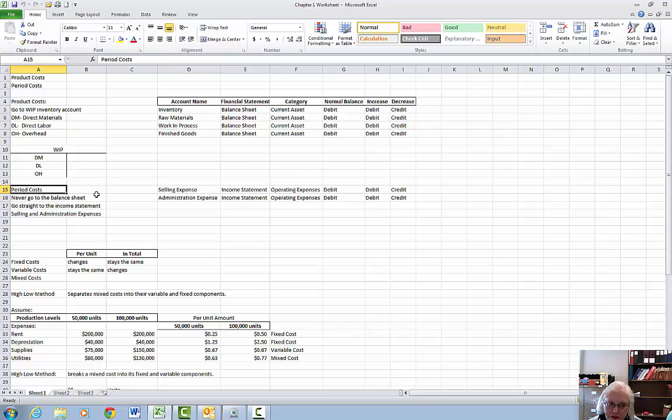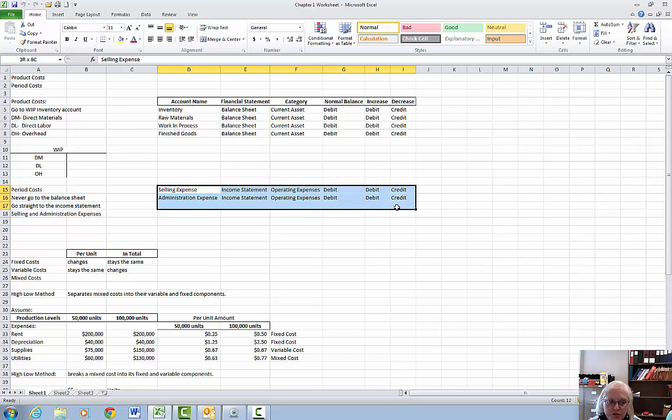A period cost, on the other hand, will never ever show up on the balance sheet. It goes straight to the income statement as part of the operating expenses for selling or administrative expenses. A selling expense would be like a salesman's commission. An administrative expense would be the president's salary or vice president's salary. Both of these go on the income statement. They're both classified as operating expenses. They both have normal debit balances, increased with the debit and decreased with the credit. Okay, so that takes care of just the basics for product and period cost.